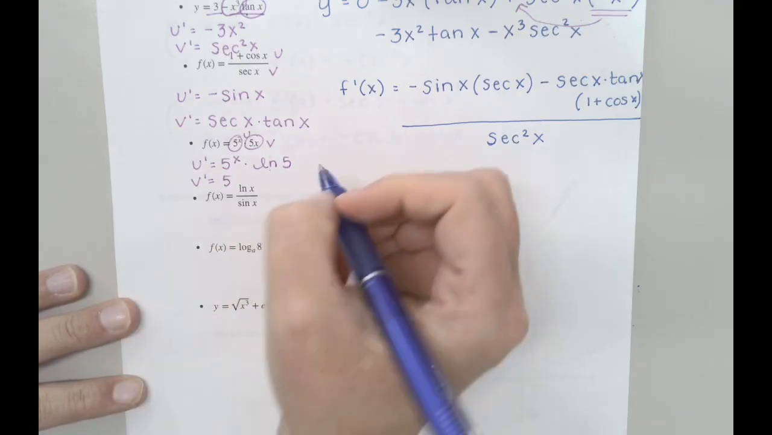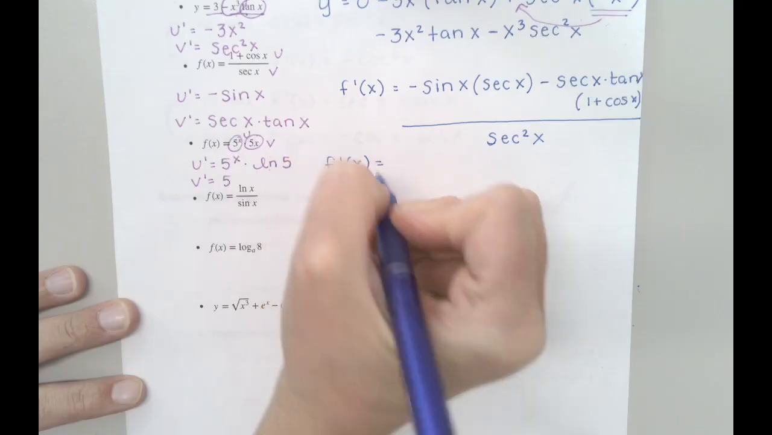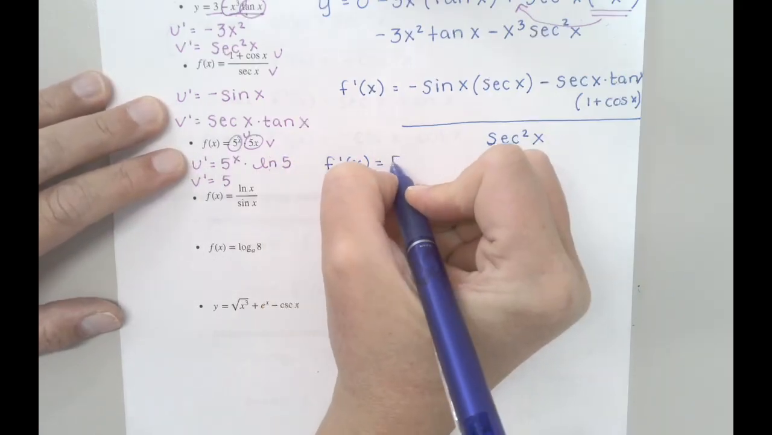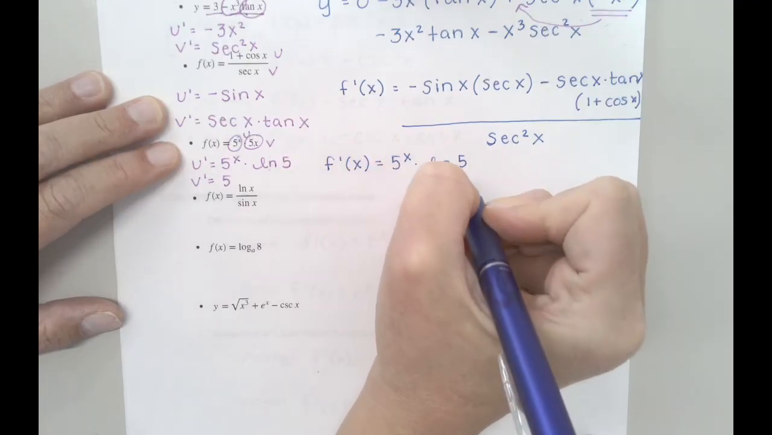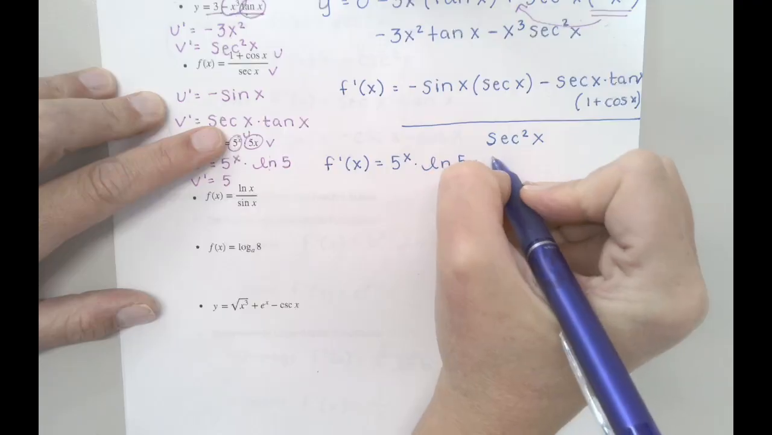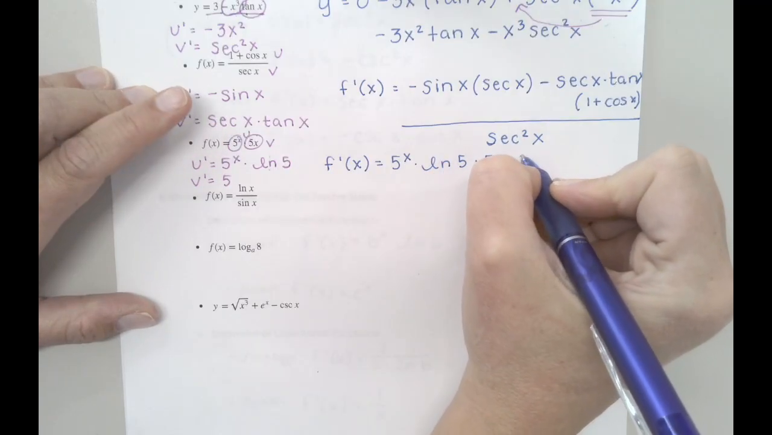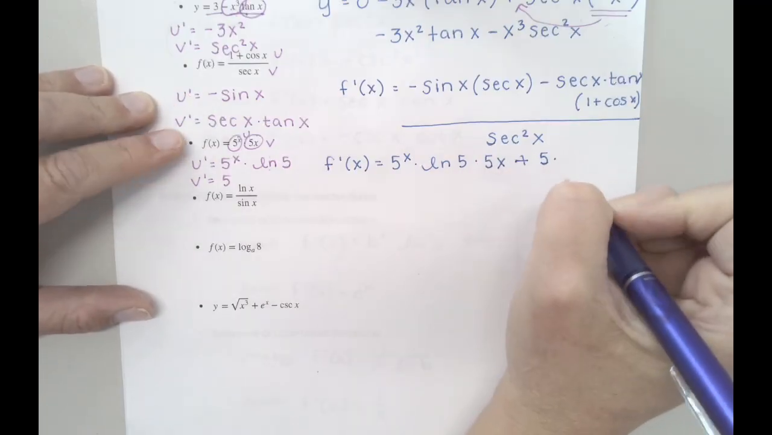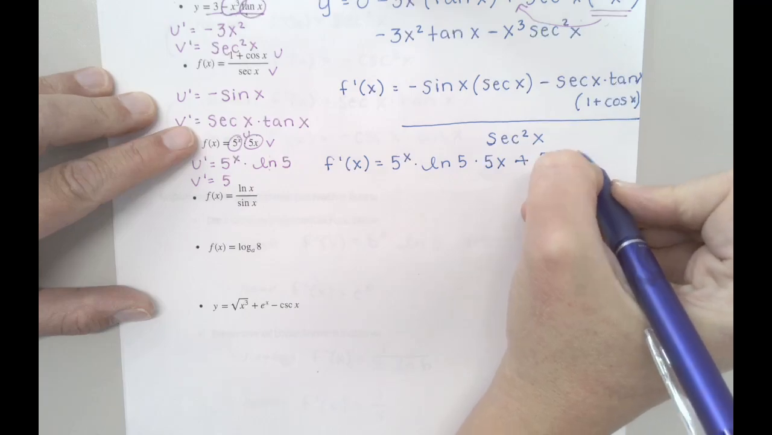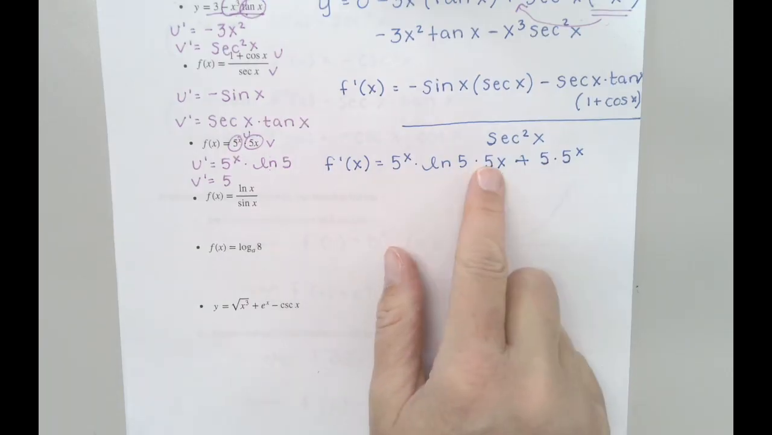So now we should be able to set up product rule here. So f prime, u prime, so this whole thing, 5 to the x times natural log 5, times v, which is 5x, plus v prime, which is 5, times u, which is 5 to the x. And that's it. Sorry it kind of blended in with the one up above it, but that's your product rule there. So we've got u prime v, v prime u.